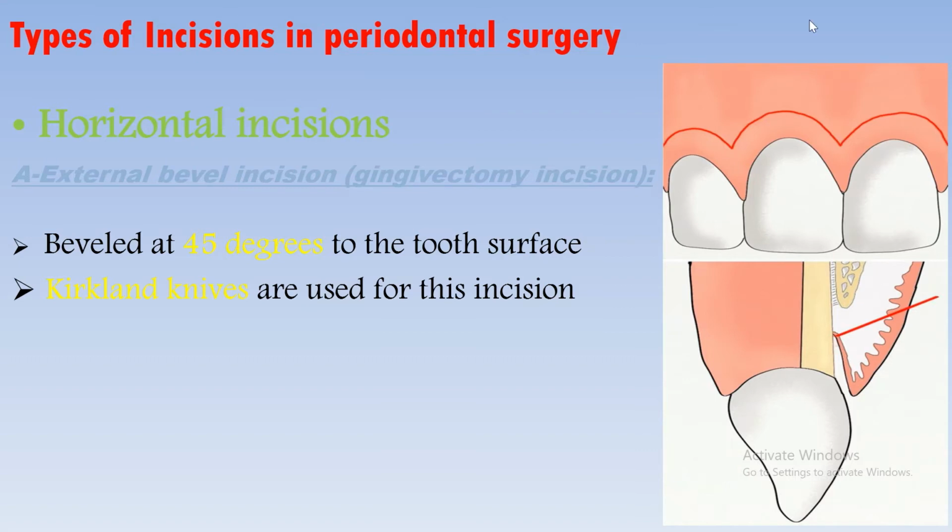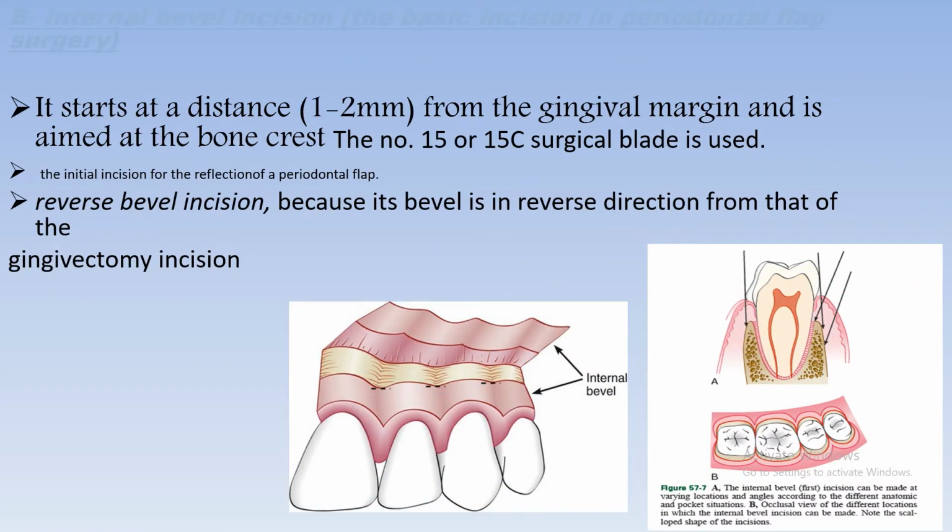Okay, when we do any surgery, we have many types of flap. Horizontal incision, we can do horizontal incision with bevel, external bevel incision in gingivectomy. 45 degree apical to apical point to get rid of false pocket, forced pocket, and suprabony pocket. We have internal bevel incision, second incision.